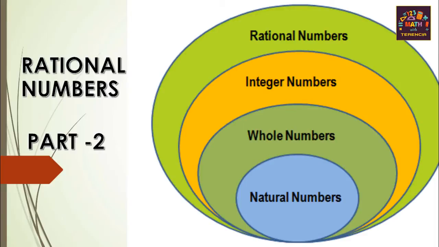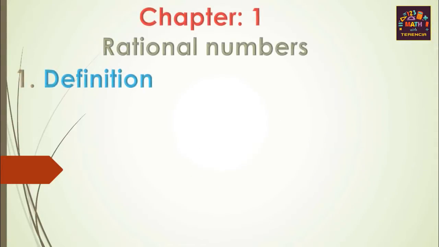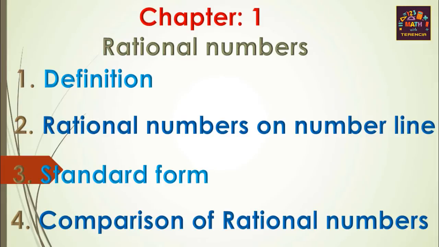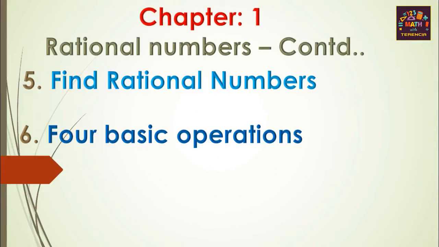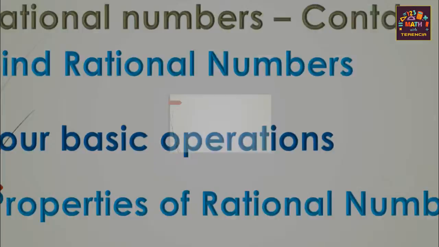In part 1 we saw definitions. So let's see part 2. In part 1 we saw definition, rational numbers on number line, standard form, and now we are going to see comparison of rational numbers. The remaining lessons we will see in upcoming parts.